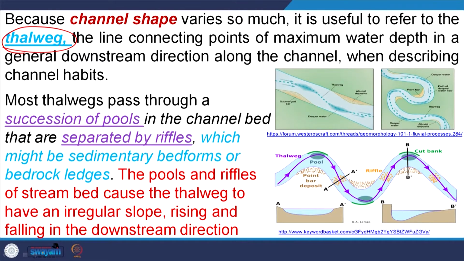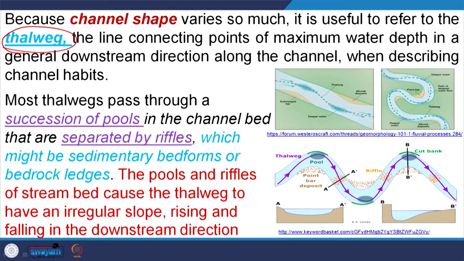So, in that case, to define the channel shape, whether this channel is straight, sinus, braided or anastomosing, we take the help of the Thalweg. Thalweg means the line connecting the points of maximum water depth in a general downstream direction along the channel when describing channel habit.